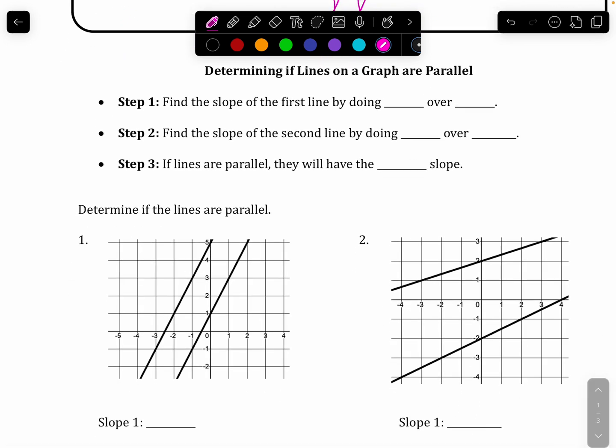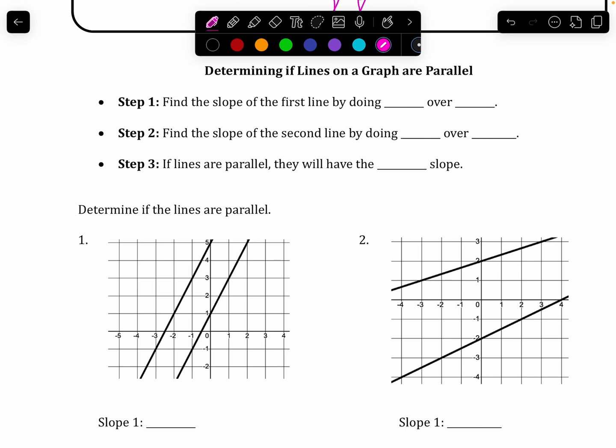Let's talk about determining if lines on a graph are parallel. A lot of students like to look at graphs and say, oh, those things look parallel. However, the graphs can be given to you in such a way that they might appear visually like they're parallel, but mathematically they are not. So we can't just look at two lines and say, I know for a fact those are parallel because they never cross, or because they look like they're parallel. That's never an acceptable justification on why lines are parallel.